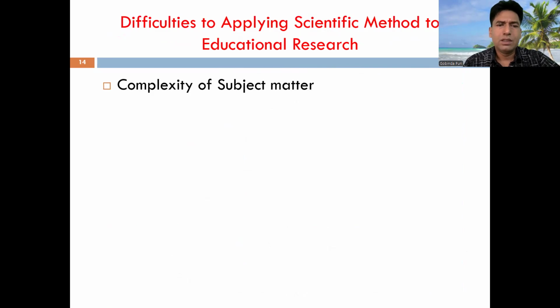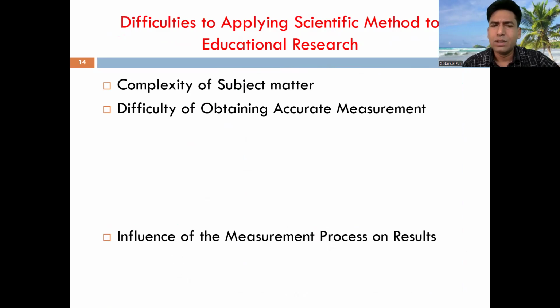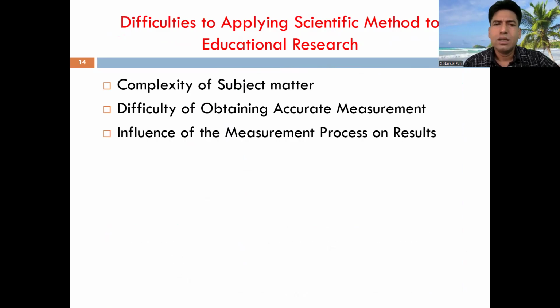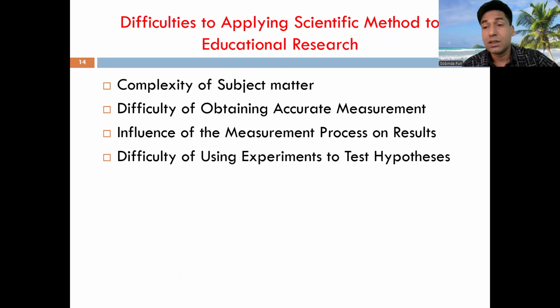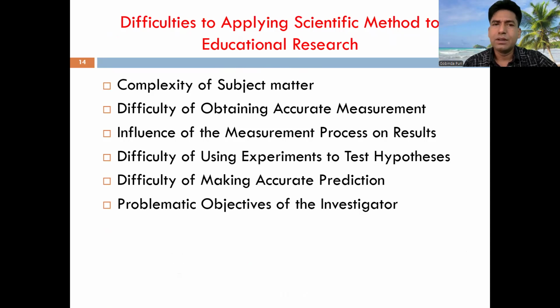There are some difficulties of applying scientific methods in educational research, like the complexity of subject matter. There can be difficulty of obtaining accurate measurement and the influence of the measurement process or result. They are the difficulties researchers often face. Difficulty of using experiments to test hypotheses, difficulty of making accurate predictions, problematic objectives, and things like that.